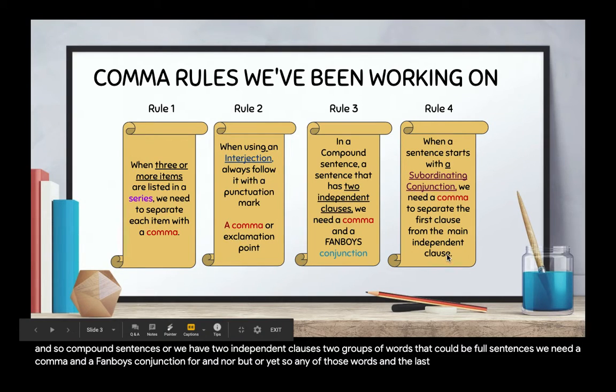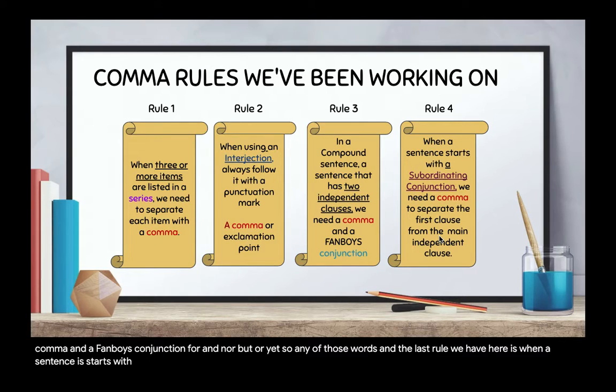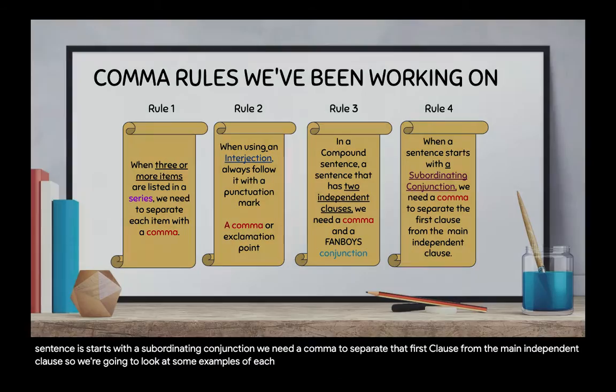And the last rule we have here is when a sentence starts with a subordinating conjunction. We need a comma to separate that first clause from the main independent clause. So we're going to look at some examples of each of these rules.